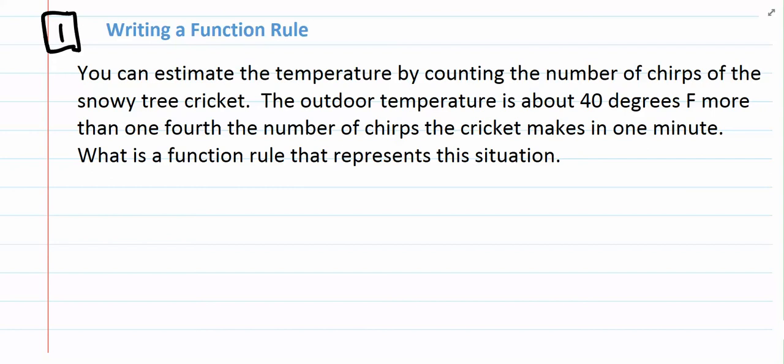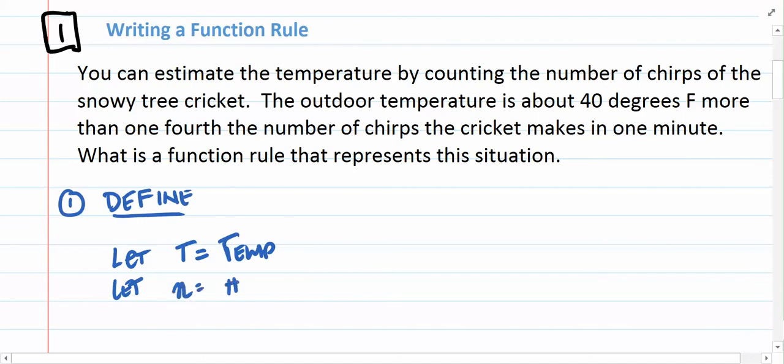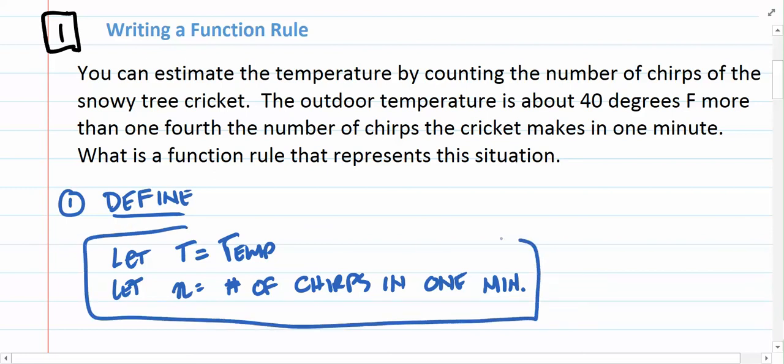So the first thing that we always want to do in a word problem is we want to define our variables. Okay? So I'm going to go ahead and choose to say let T equal the temperature. I think that's pretty straightforward. Okay? And then I'm going to let N be the number of chirps in, it says 1 minute. Okay, so N is the number of chirps in 1 minute. So the first thing that we did is you always define your variables.